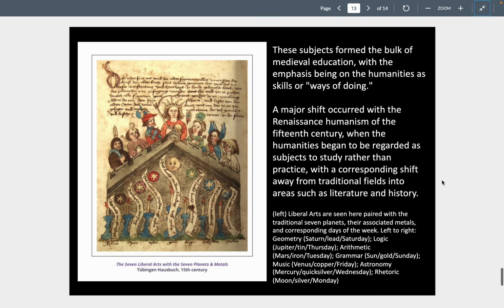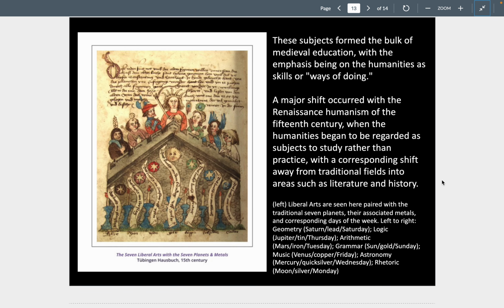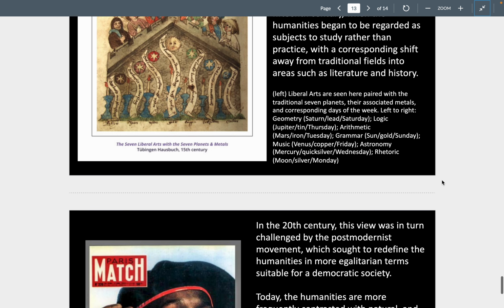And then there's a major shift that occurs in the Renaissance in the 15th century, in the 1400s, when humanists are regarded and the subjects are regarded to study rather than practice, with a corresponding shift away from traditional fields into areas such as literature and history.